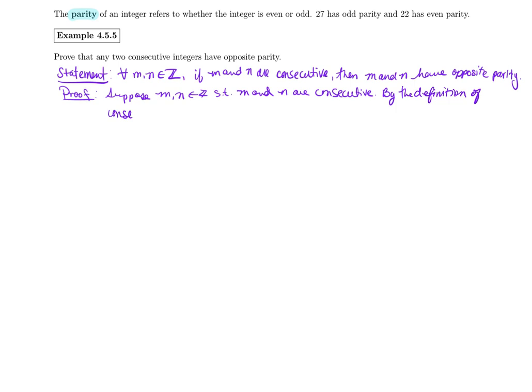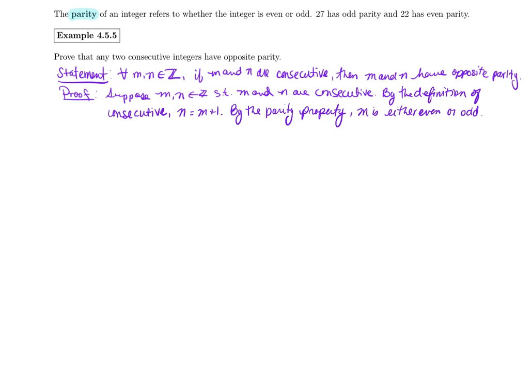I wish I could write as quickly as I speak. By the definition of consecutive, we would say that n is equal to m plus 1. And by the parity property, which is what we just described above, m is either even or odd. So that's where we start.